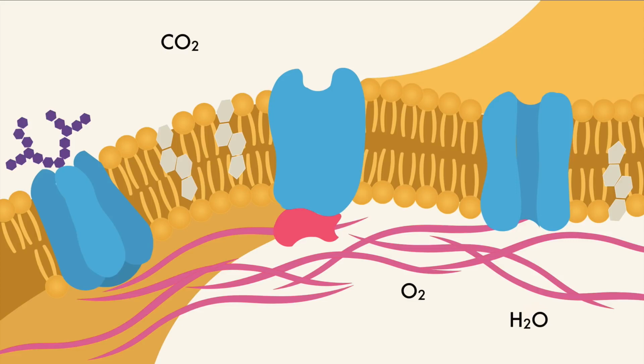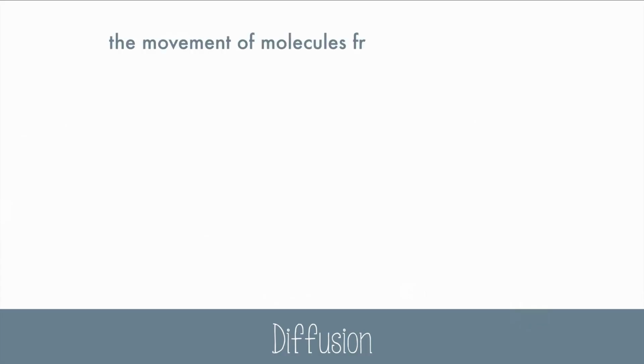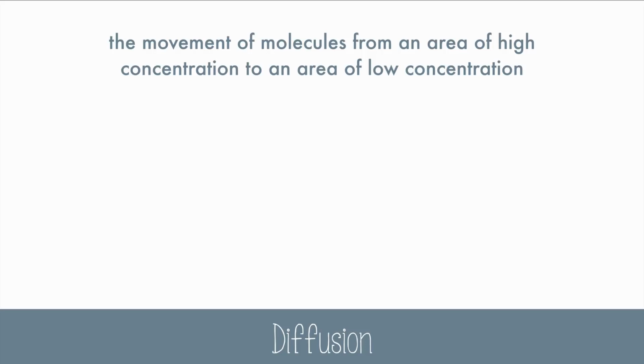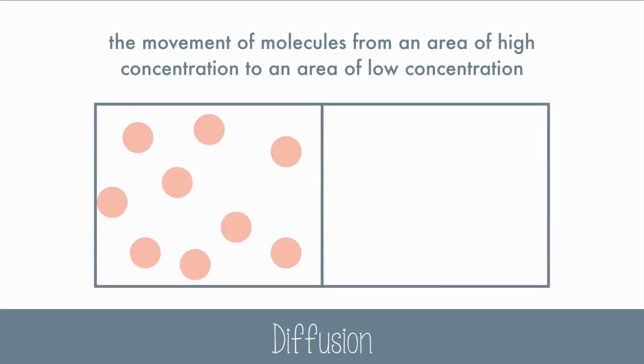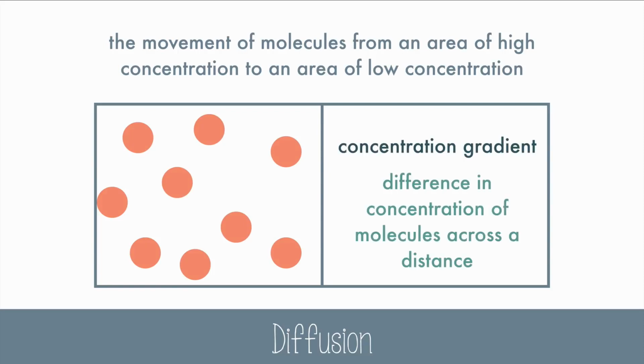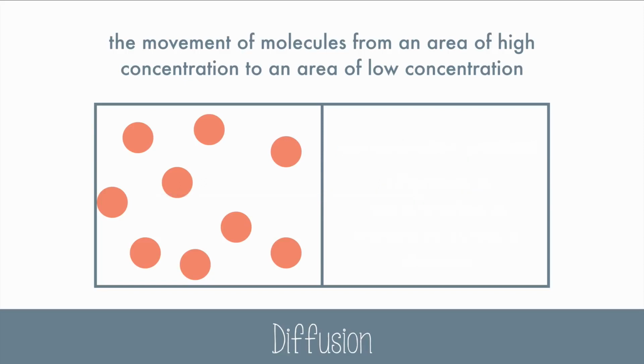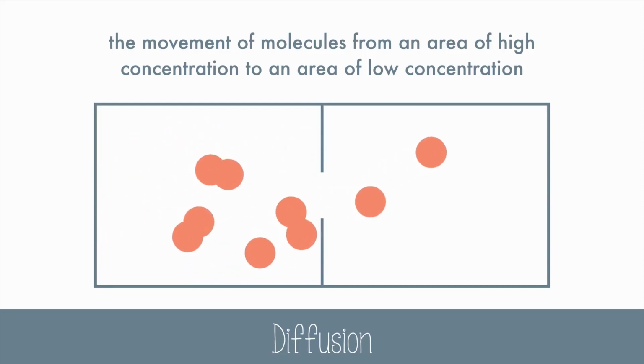So let's see why this movement even happens. The movement of molecules from an area of high concentration to an area of low concentration is called diffusion. A concentration gradient is a difference in the concentration of molecules across a distance. Diffusion goes from high to low areas of concentration. Now, molecules behave just like you do when you're stuck in a crowded elevator. They want to get out to an area where there's more room. They have energy and they bounce around, and as soon as they can move from an area of high concentration to an area of low concentration, they move.